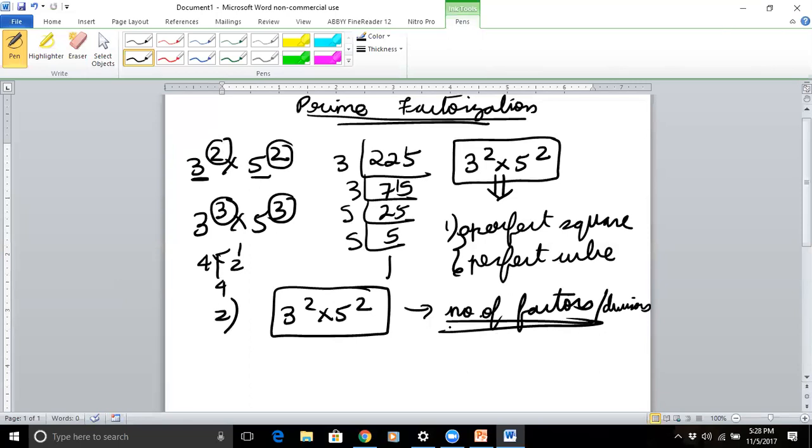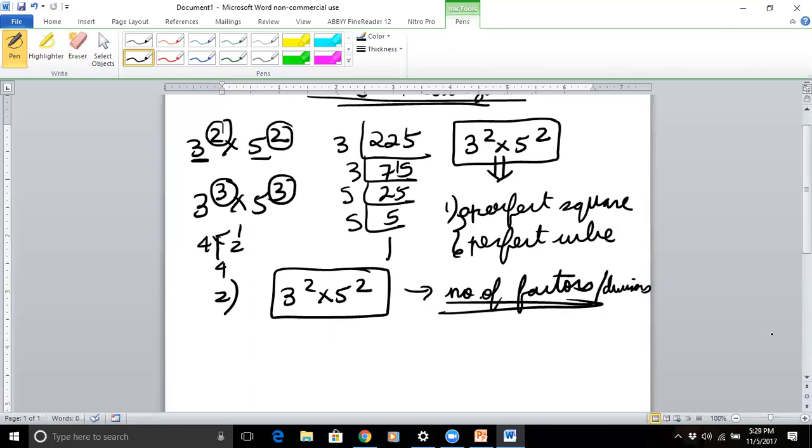So now, if I need to find out the total number of factors of a number, I'm first going to write the prime factorized form of the number. And what do I do with the prime factorized form? We take the power, add 1 to it, take the second power, add 1 to it. So this would become 3 into 3. I'm going to get 9.